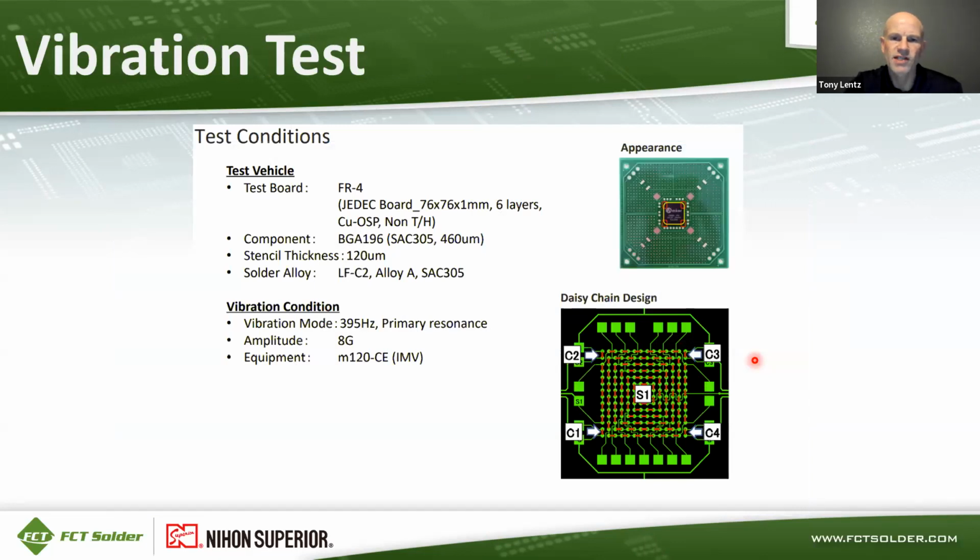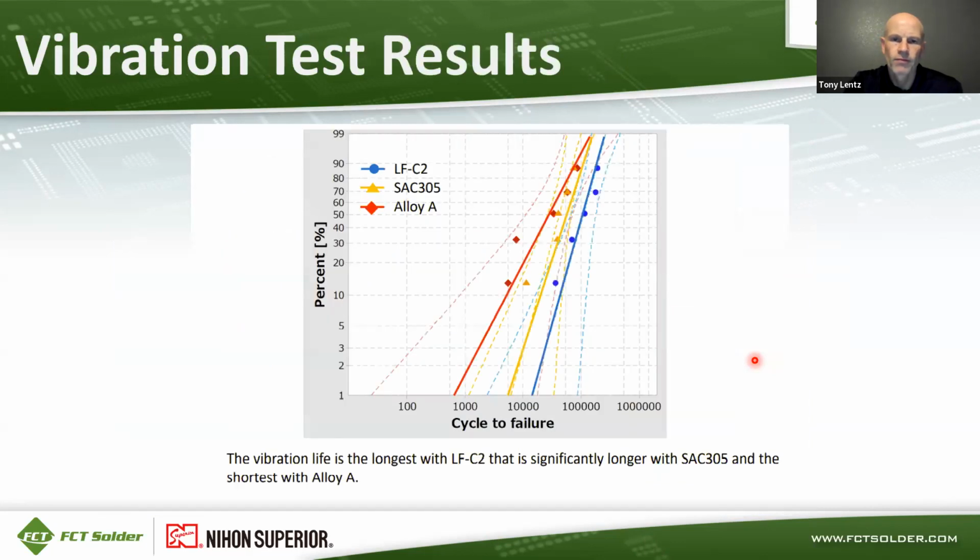Here's a vibration test. So this is the same test board that was used for drop shock and vibration. The same three alloys were tested. So this is a percent failure rate and then number of cycles to failure. You can see LFC2 here in the blue had the longest life, followed by SAC305, and then alloy A is a competitive alloy that was run against it. Alloy A performed the worst in this case.